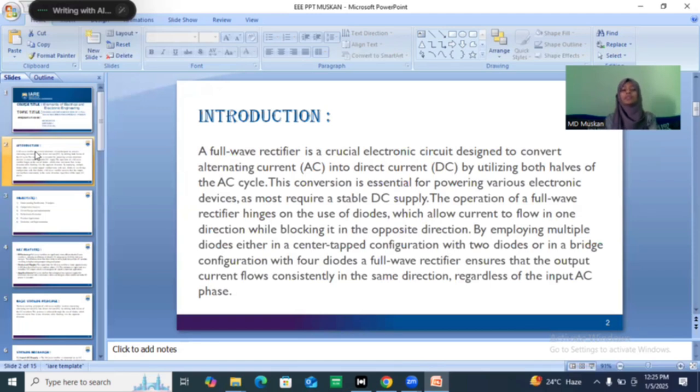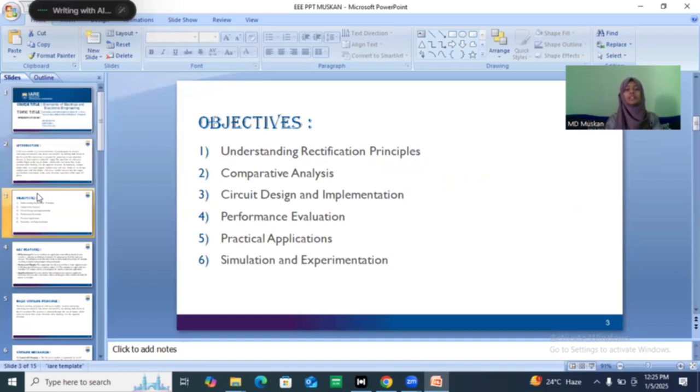Next, coming to the objectives of the full wave rectifier. There are certain objectives: understanding rectification principles, comparative analysis, circuit design and implementation, performance evaluation, practical applications, and then simulation and experimentation. Slowly, slide by slide, we can discuss them.